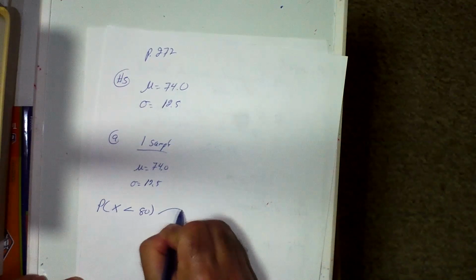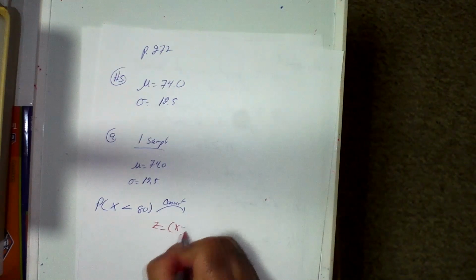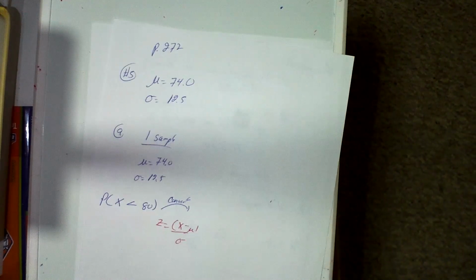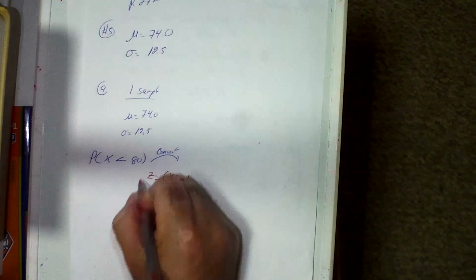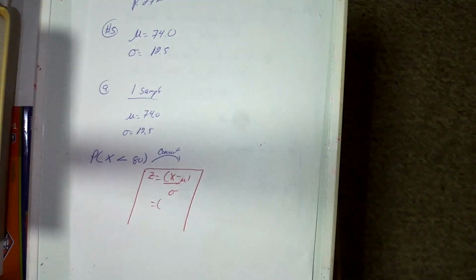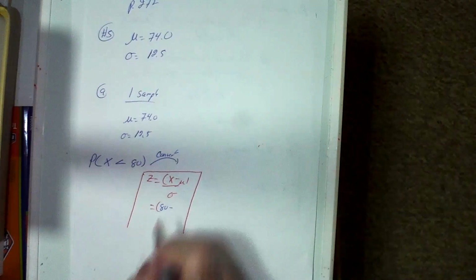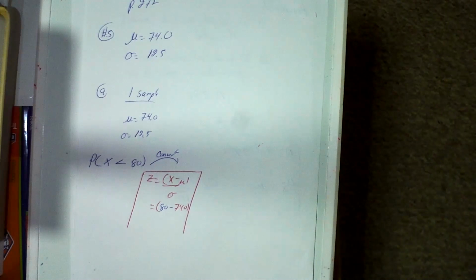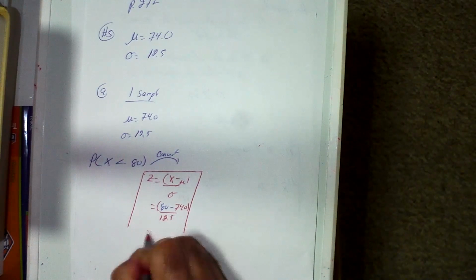And we're going to do the same procedure that we did before. We're going to convert. Use your formula: Z equals X minus mu over sigma. I'm going to substitute the numbers in. So you do the same thing like we did before, ladies. It's the same old. 80 minus 74 divided by 12.5. Put it in your calculator.